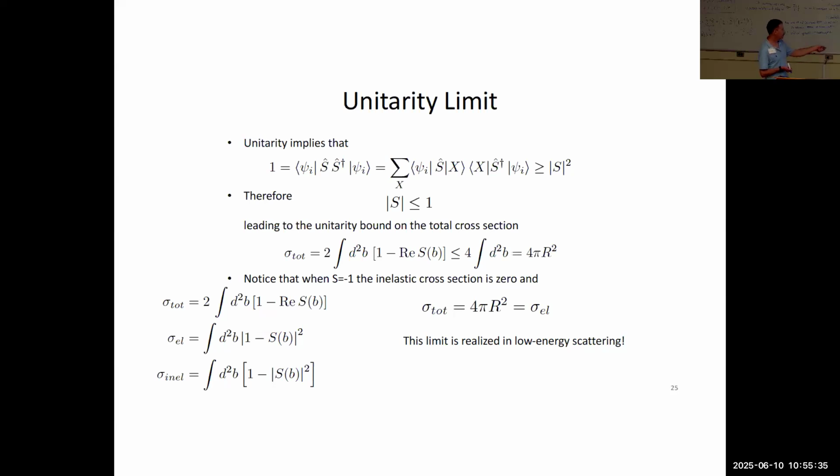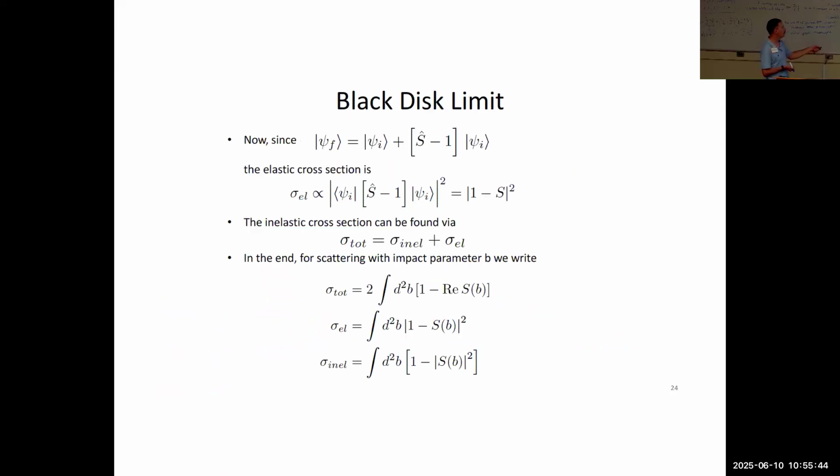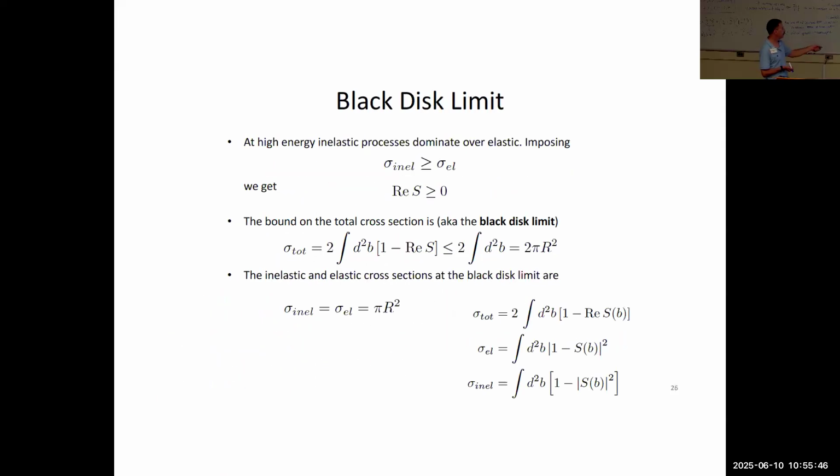So if you look at these formulas here and demand that sigma inelastic is greater than sigma elastic, and ask yourself what it means for S, you will see that it means that the real part of S should be non-negative. And in that range, the largest your cross-section can be is achieved by the S matrix being 0. Then 1 minus 0 is 1. So we get 2 pi r squared, the total cross-section. And this is known as the black disk limit.